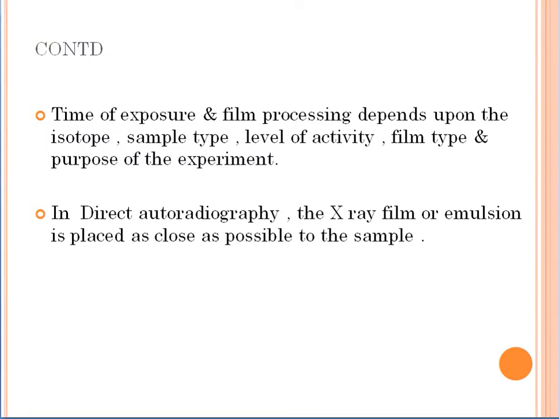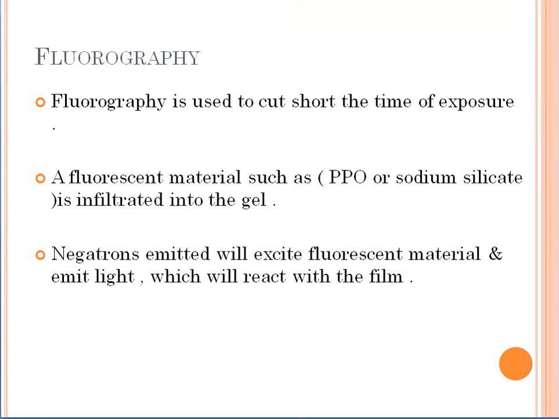In direct autoradiography, the X-ray film or emulsion is placed as close as possible to the sample. Fluorography is used to shorten the time of exposure. A fluorescent material such as PPO is infiltrated into the gel.